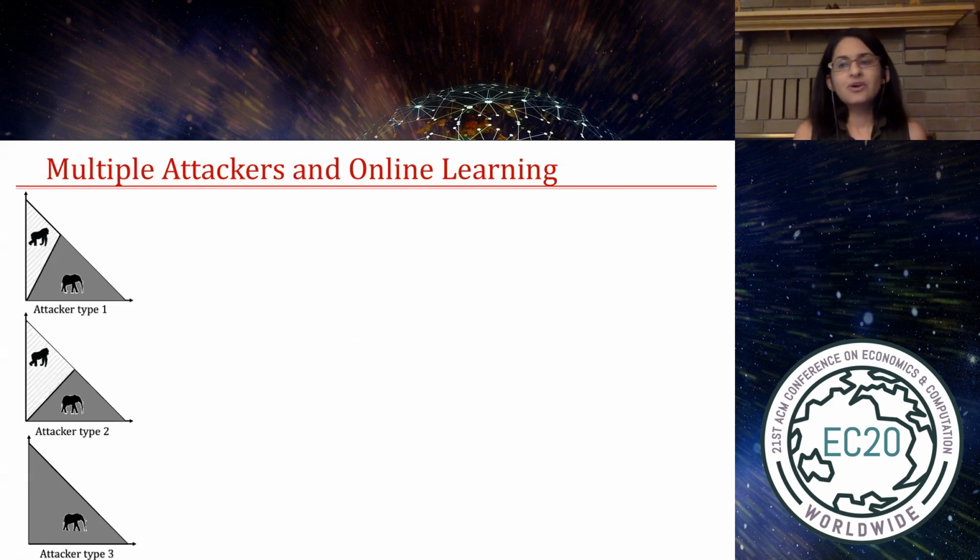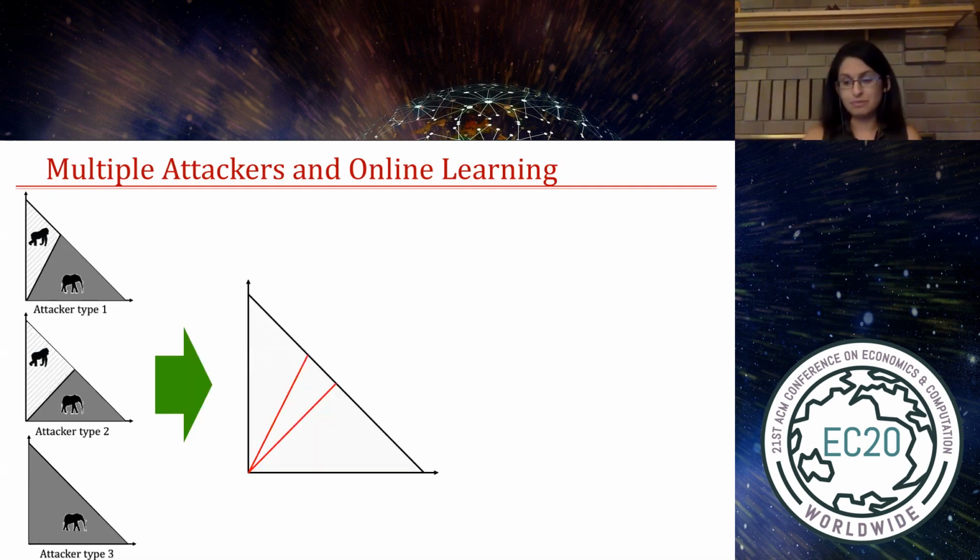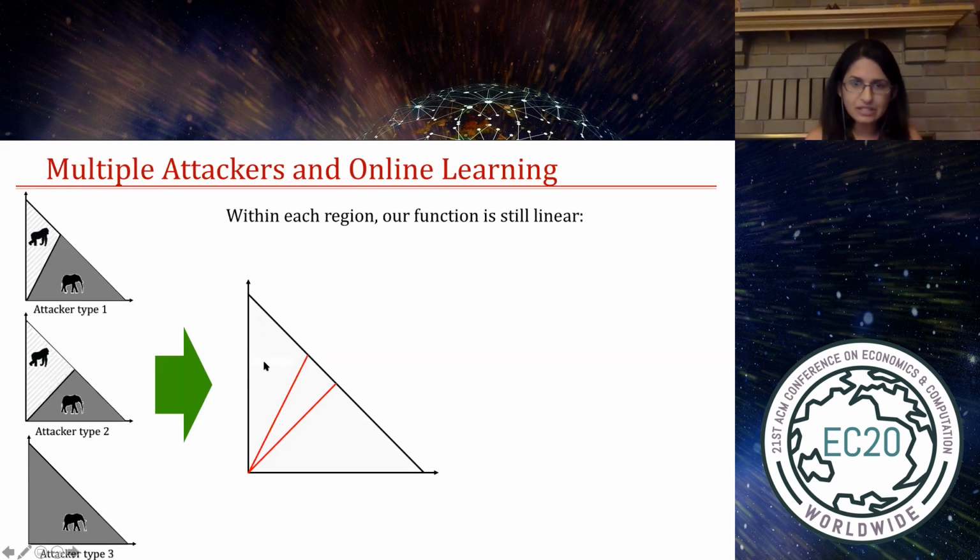Okay, so what's one way of thinking about this? Take all the attacker types that I talked about and how they divided the region based on what they were going to attack, and let's combine all of them into one picture. Basically, this picture is telling us that within each of these regions, the vector of attacker best responses remains the same.